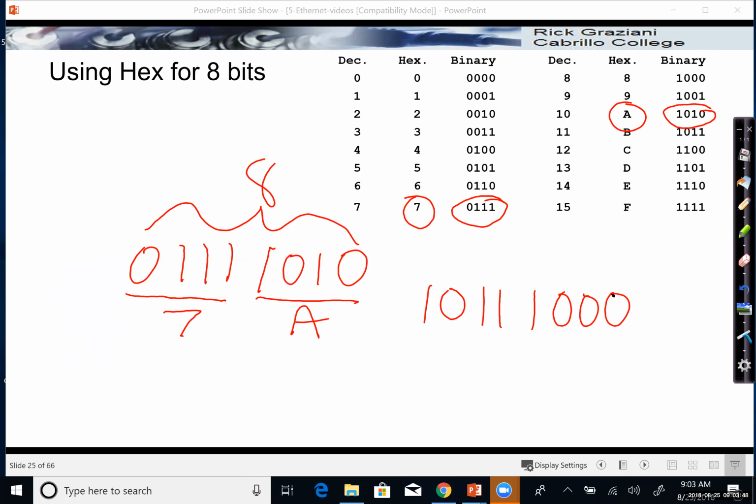another 8 bits. How would we represent that with 2 hexadecimal digits? Very simple. Find 1, 0, 1, 1. 1011, there we go, B. And find 1000. Where's 1000? Oh, there it is. 8. It's that simple. Okay.